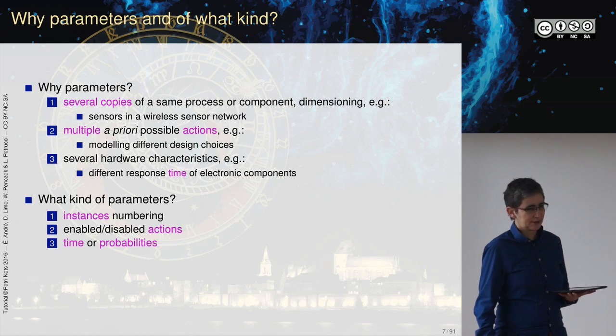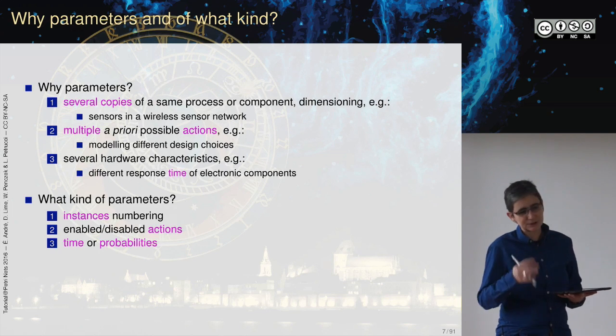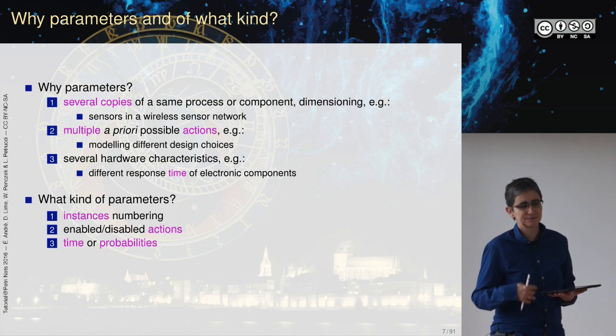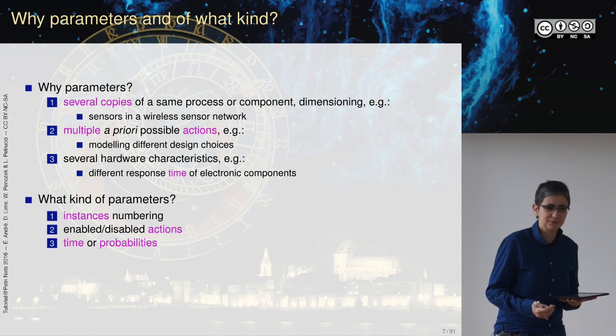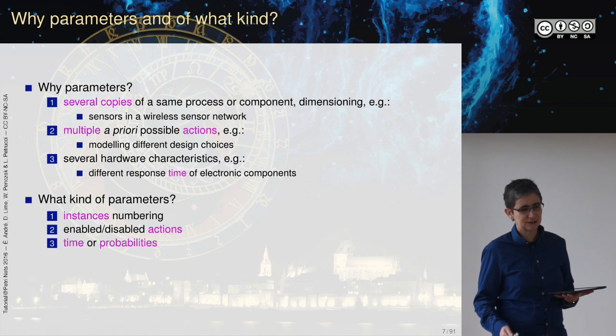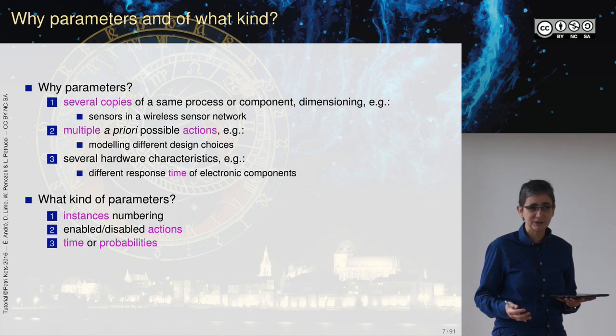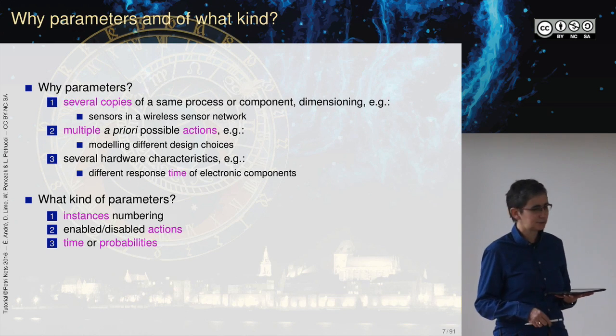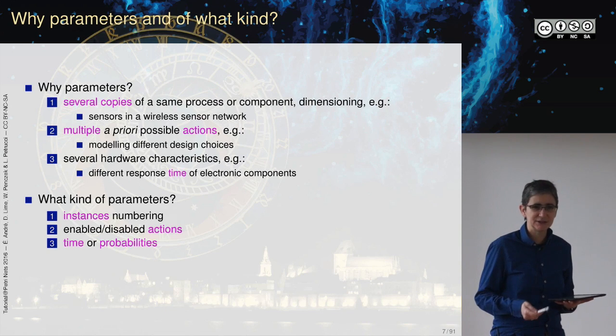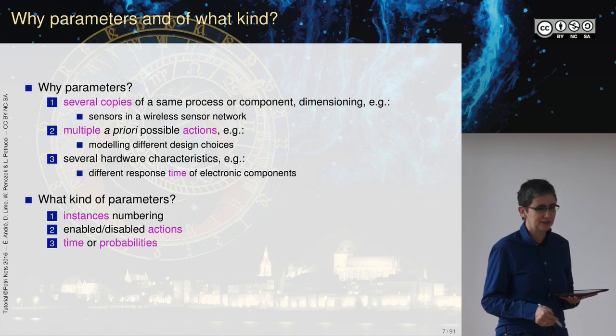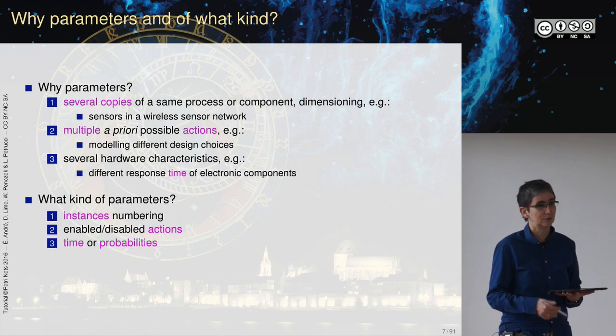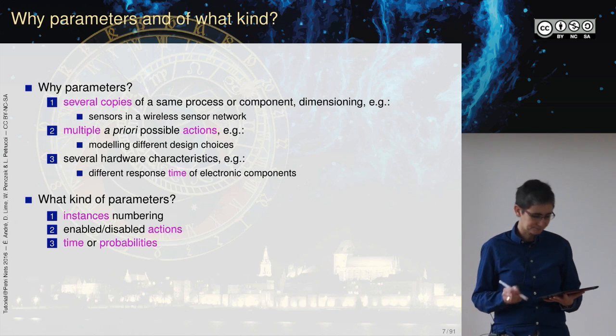Therefore, you can see that with these three cases, we have different possibilities for parameters. So in the first case, it would be instances numbering. In the second, it would be enabling or disabling actions in a system. And in the third, you could have time or maybe probabilities.